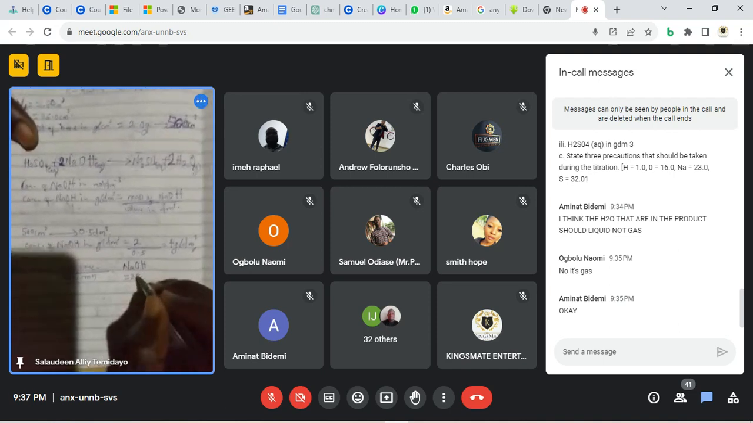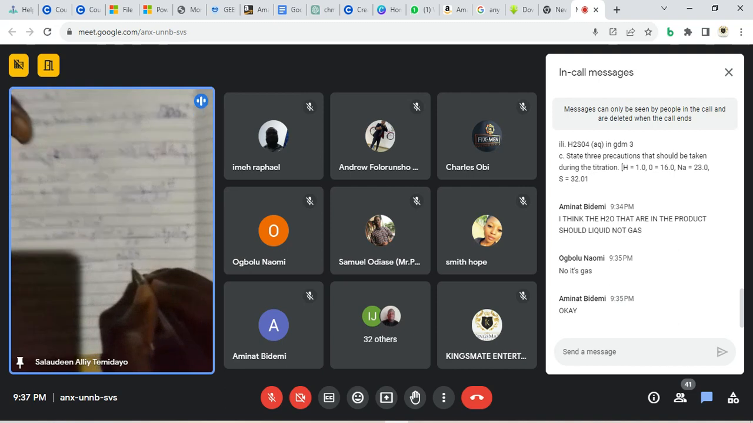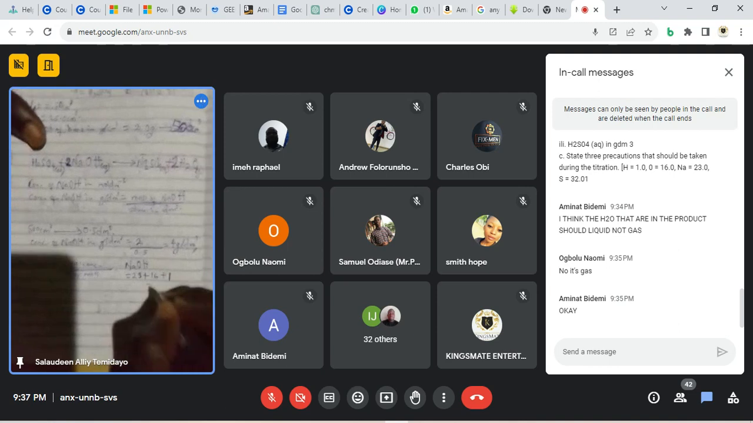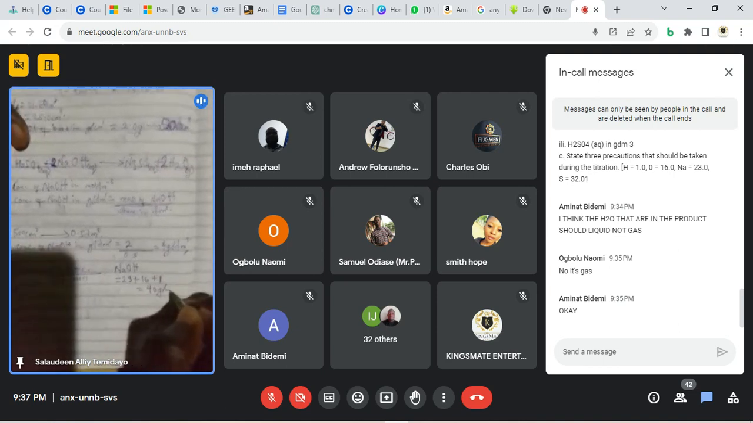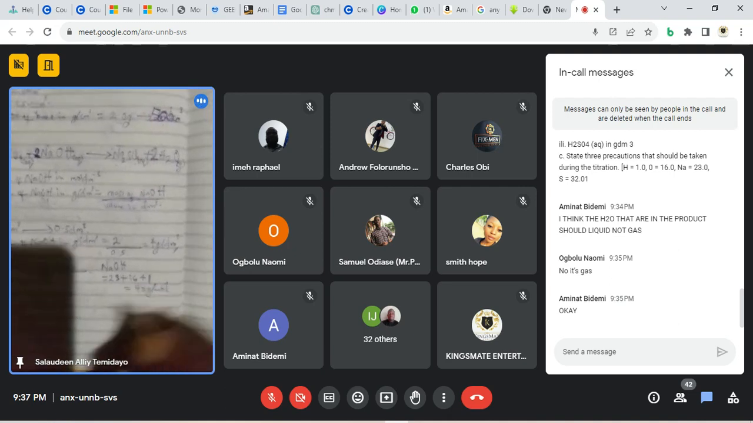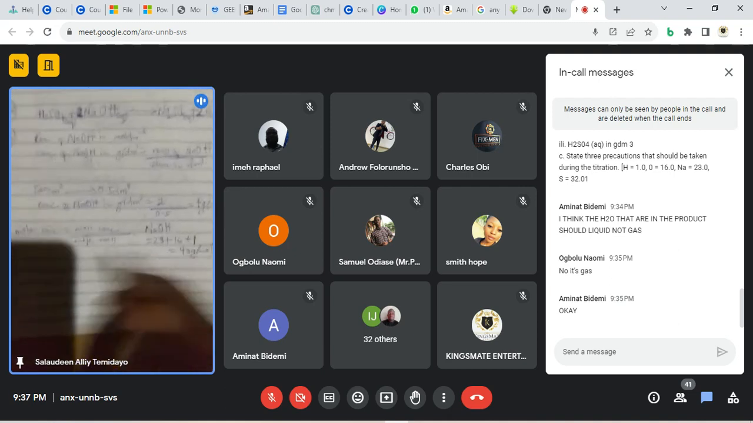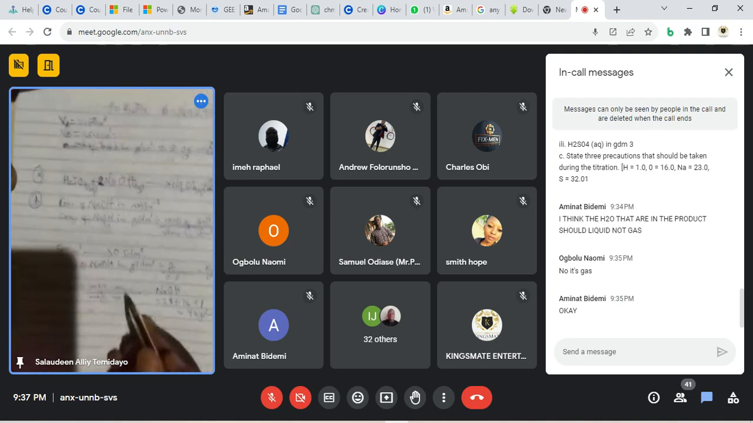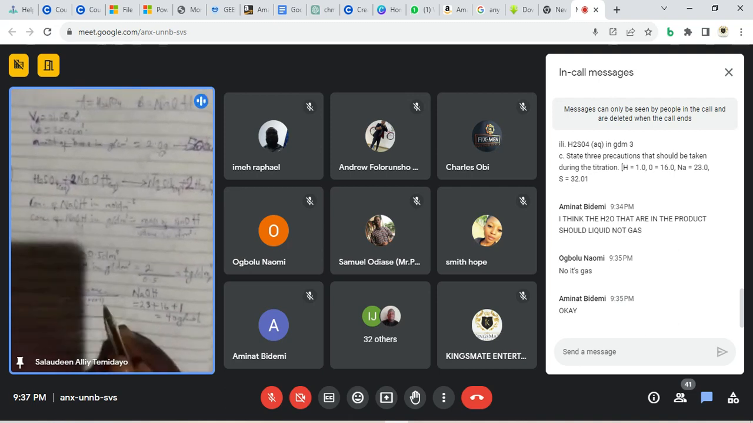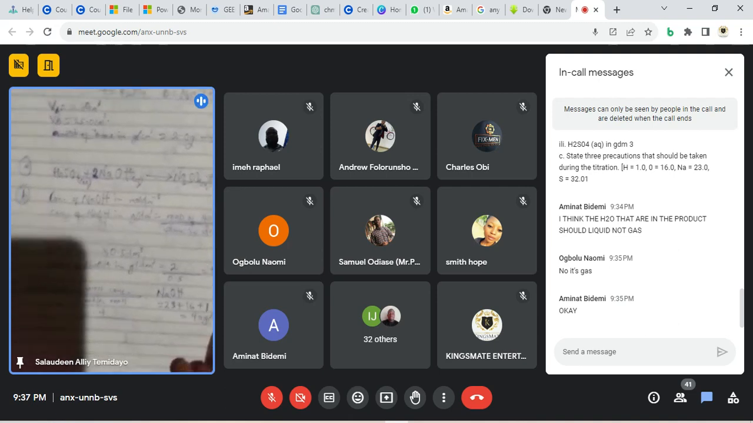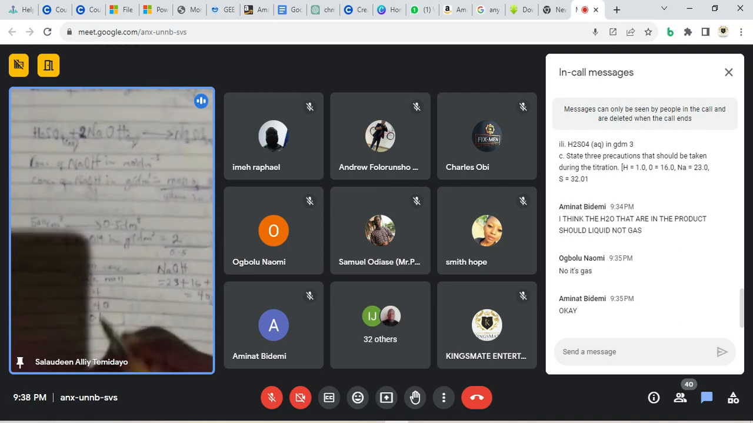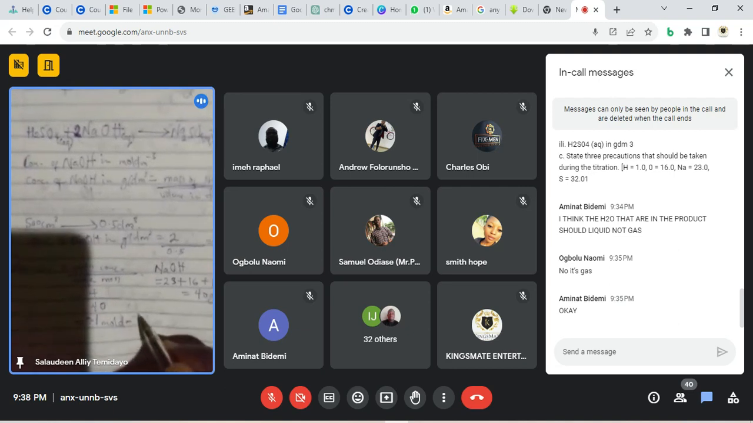Sodium is always 23, we are using the mass number. Mass number of sodium is 23, plus oxygen is 16, plus hydrogen is 1. So this gives us 40 grams per mole. That is the molar mass of caustic soda. So we are using the mass concentration we got, 4, over the molar mass, 40. So we got 4 over 40. Doing the division, we have 0.1 mole per dm3.